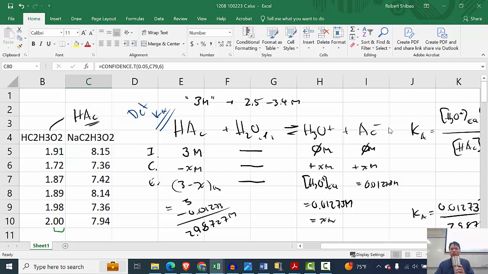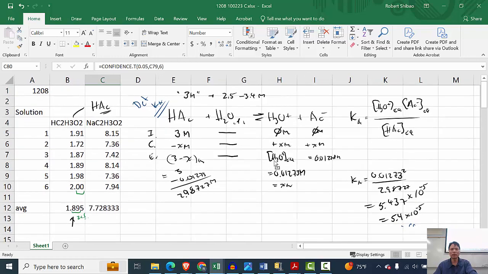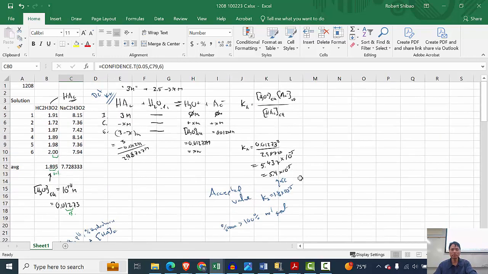We did a calculation where we tried to determine the Ka value based on the experimental data. And we got a Ka value of 5.4 times 10 to the minus 5. However, it's off a little bit because the accepted value is 1.8 times 10 to the minus 5. And it could be off due to different reasons.